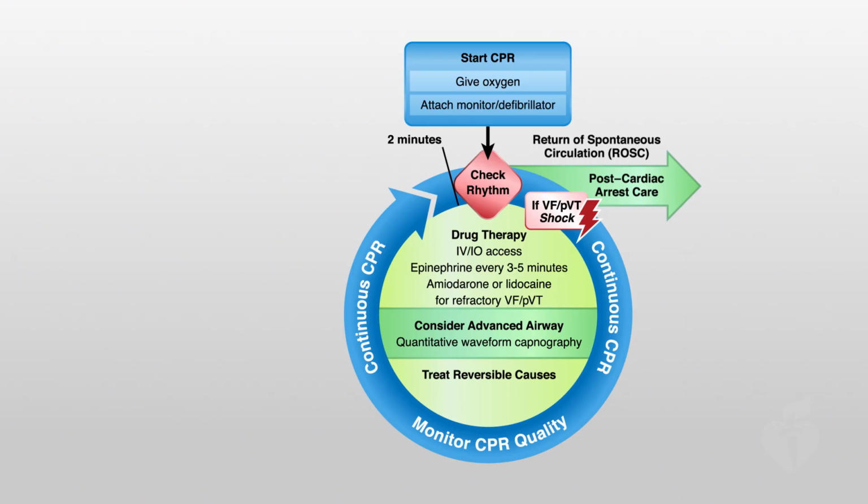The cardiac arrest circular algorithm is another way of displaying the cardiac arrest algorithm. It summarizes the recommended sequence of actions after a cardiac arrest. It makes the point that not only is high-quality CPR performed continuously, but also CPR quality is monitored consistently.